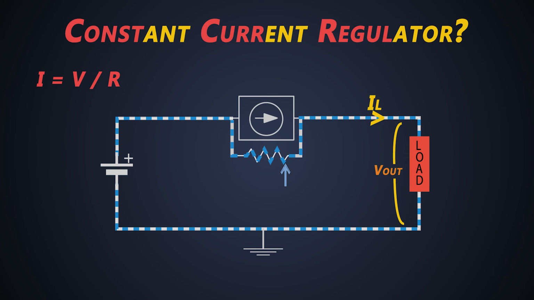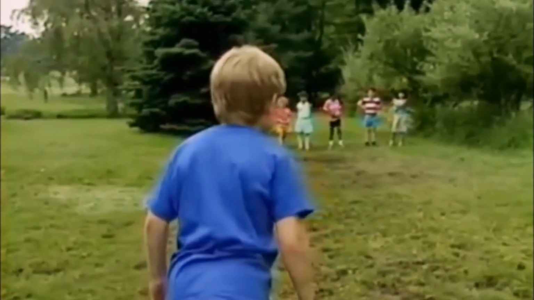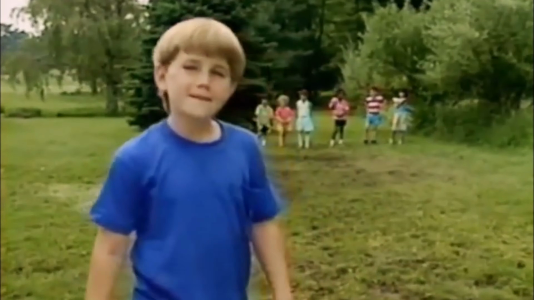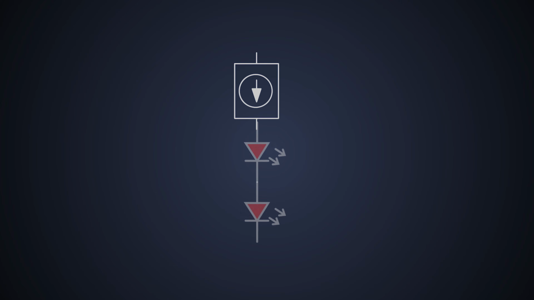But why do we need a constant current regulator? Wait a minute! Well, current regulators are very useful for driving strings of LEDs. And they are also useful for capacitor charging circuits where we need accurate timing. So let's see how we can design a current regulator.